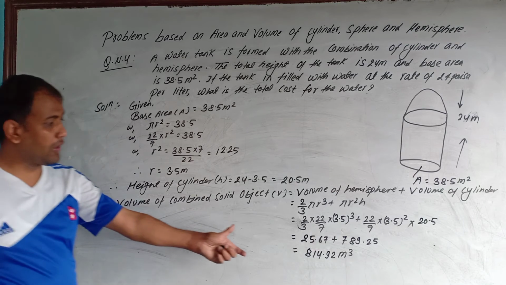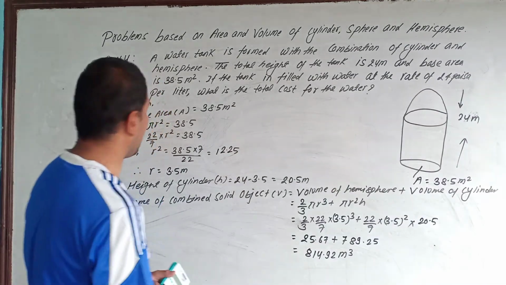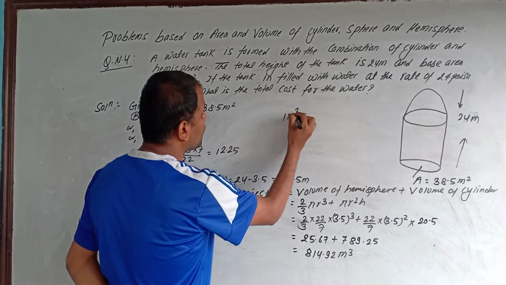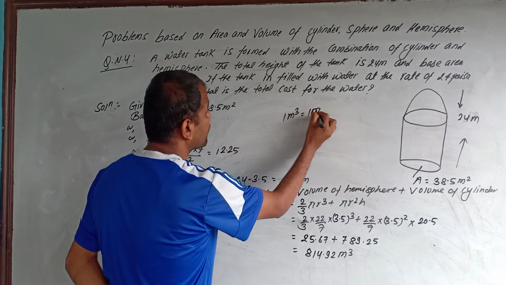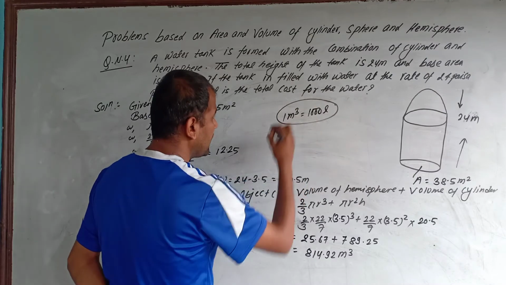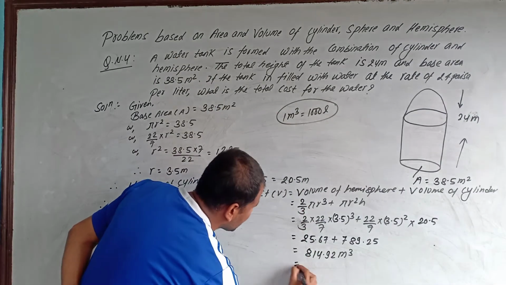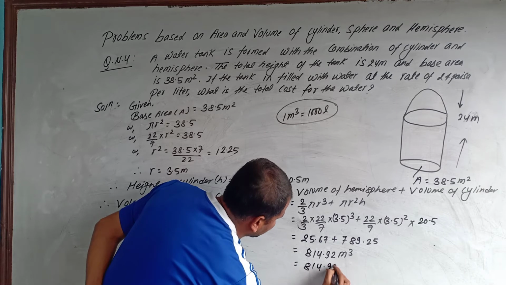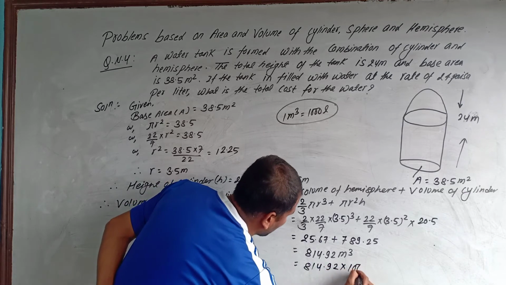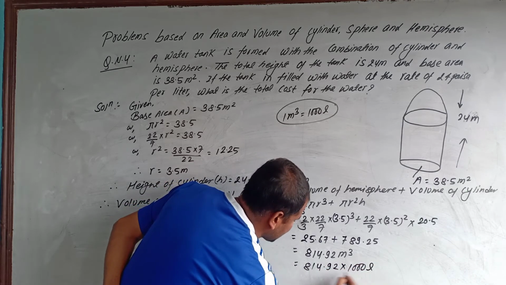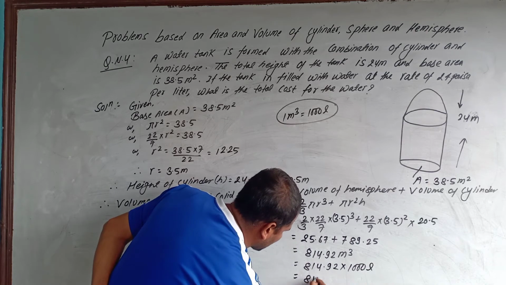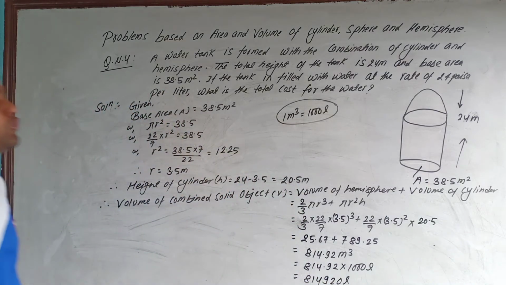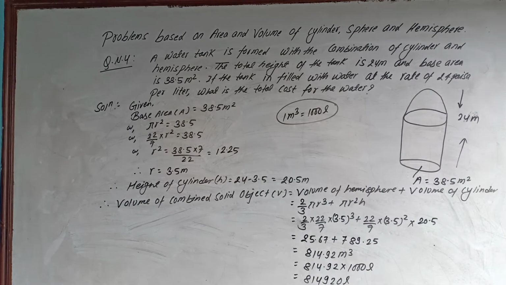This is in the form of meter cube. We know that 1 meter cube is equal to 1000 liter. So convert this into liter, that is equal to 814.92 into 1000 liter, which is equal to 814920 liter. This is the total water.